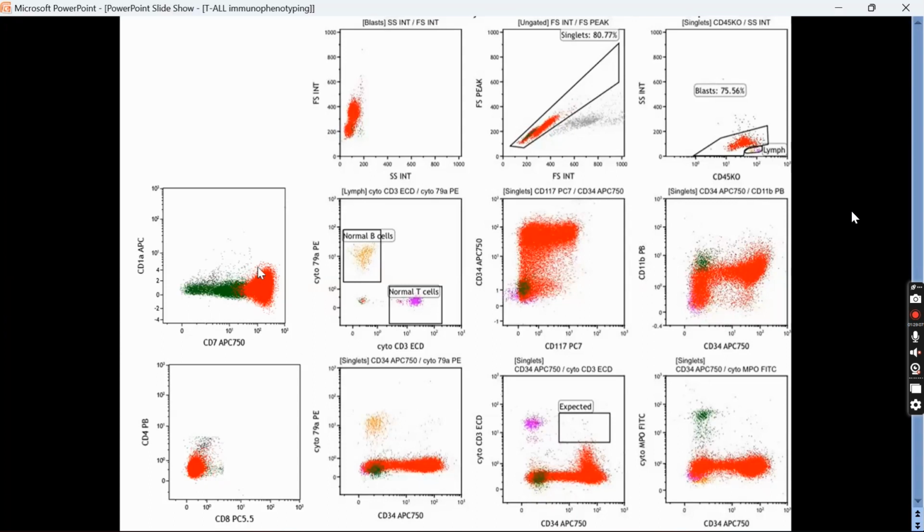So the point is, when CD7 is bright, that is, the blast is expressing CD7 beyond the normal T cells, then it is most likely TAL. Now here you find, as per the guideline, it should extend and touch here, but still it has not reached. It shows evidence of cyto-CD3 positivity, and with this CD7 brightness, I could still call this ETP-ALL. That is my point.